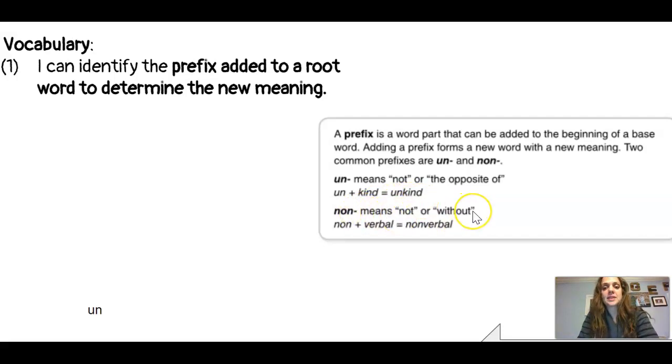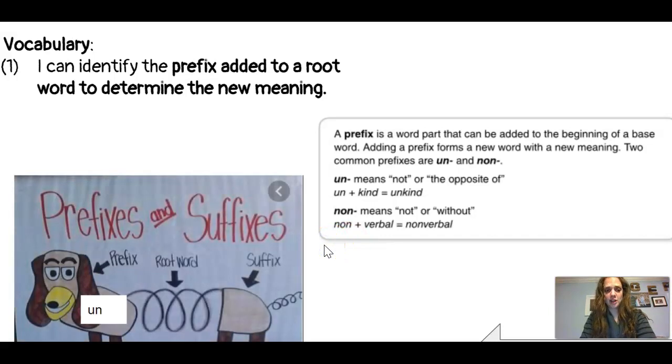Non means not or without. And verbal is our root word. So verbal means that it's someone who uses their words. Non-verbal means someone that does not use their words or can't speak.